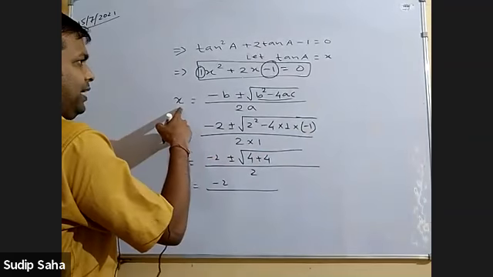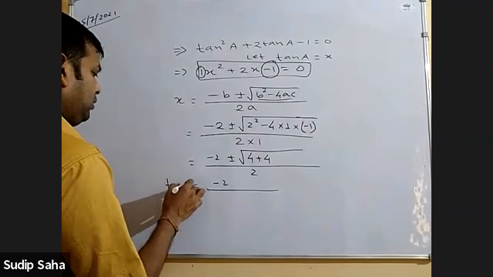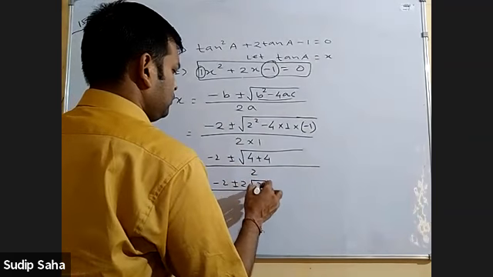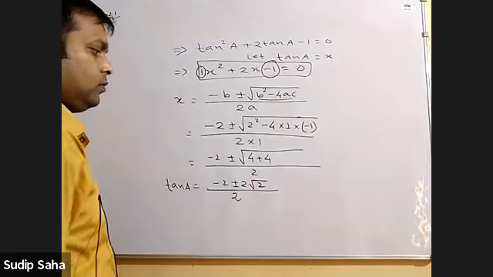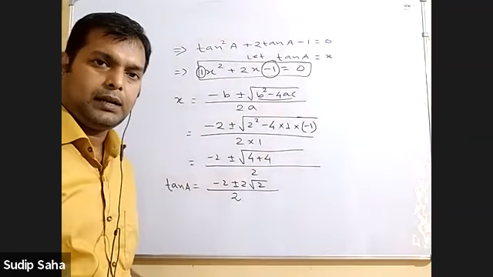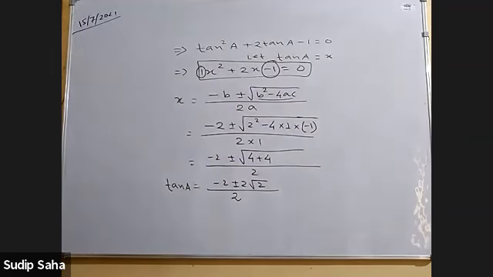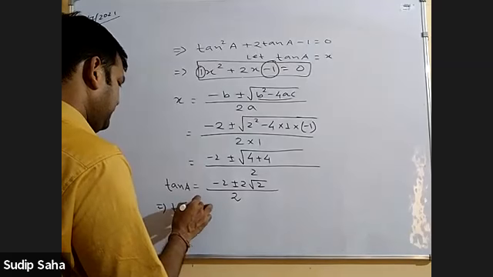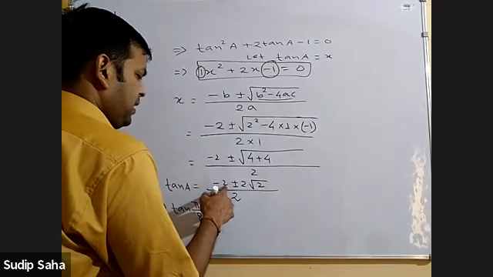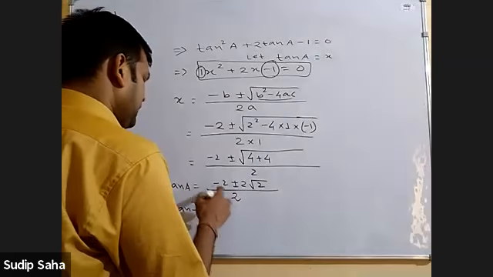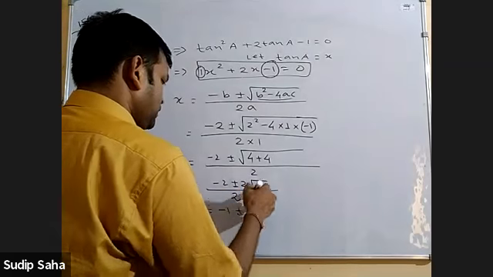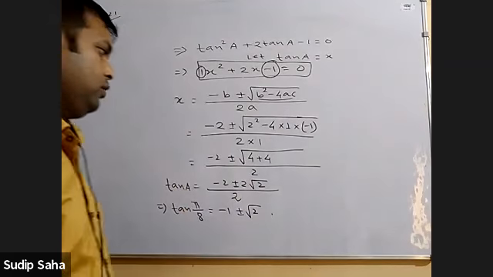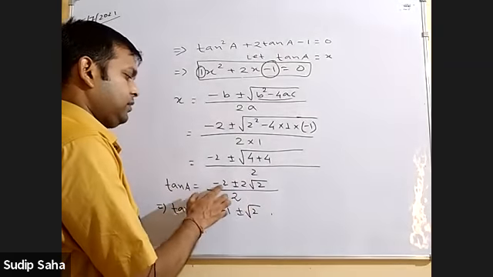So this is x. Now you can take x equal to tan a. You can write now tan a, not an issue. Minus 2 plus minus root 8. Can I write root 8 as 2 root 2? Yes, sir. Very good. Tan a. Now in place of a, again you can write pi by 8. Now if I take 2 common, that 2 and this 2 will be cancelled. So it will be minus 1 plus minus root 2.